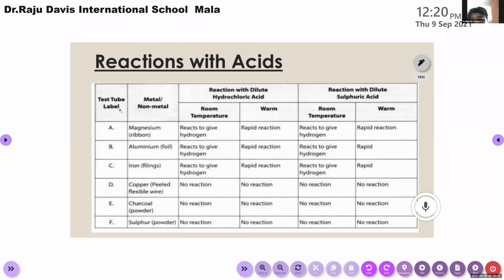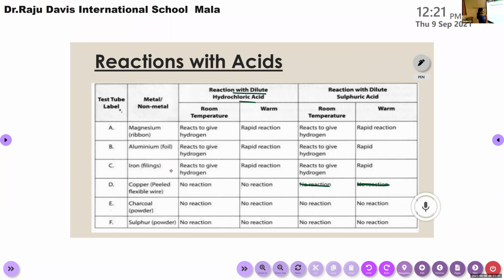First one, magnesium. So reaction with dilute hydrochloric acid. We will start with the reaction with dilute hydrochloric acid. So first one, magnesium. On reaction with dilute hydrochloric acid at room temperature, it will react to give hydrogen. In the test tube, we can see certain bubbles evolved from the solution. That means hydrogen gas is produced there. Clear, children? So it will react to give hydrogen. And when we heat the solution, a rapid reaction takes place. That means the reaction takes place very fast. That is a rapid reaction.